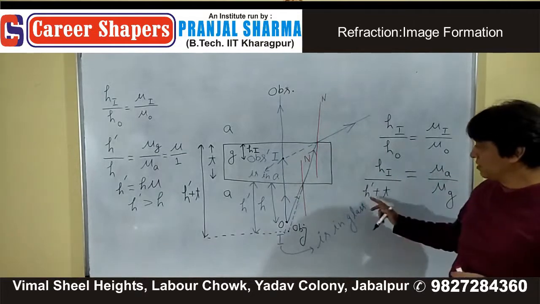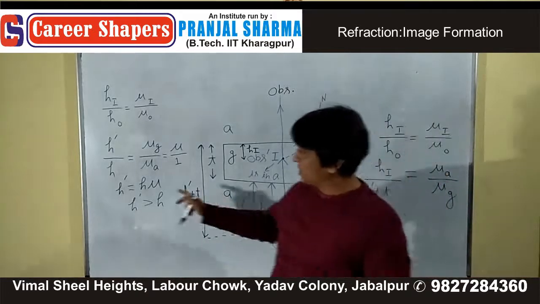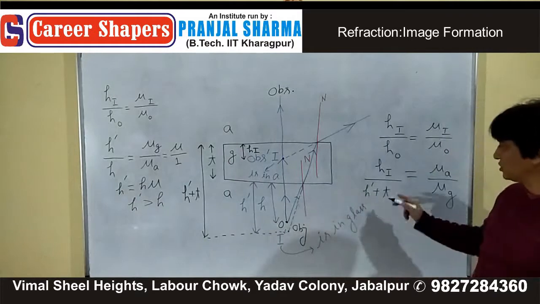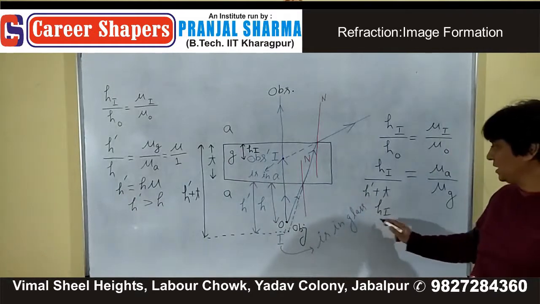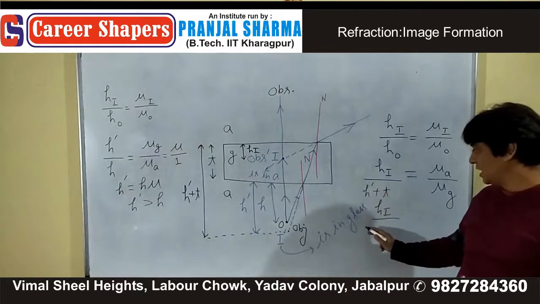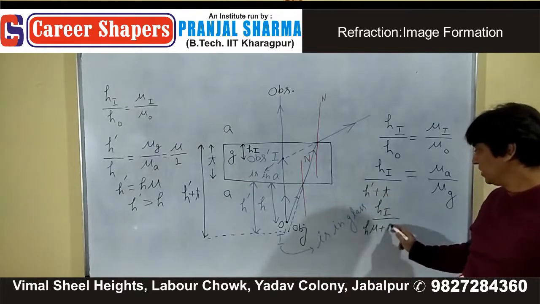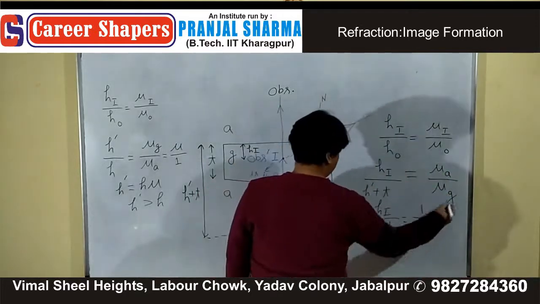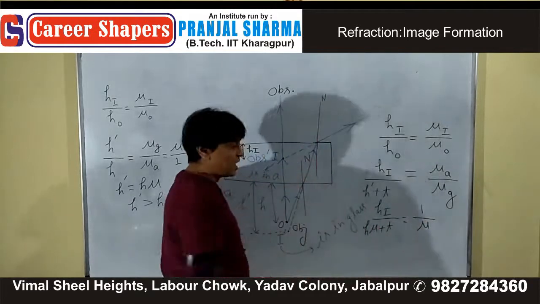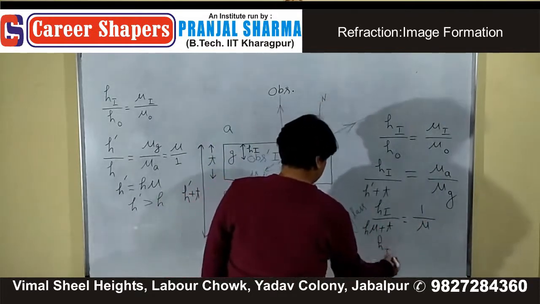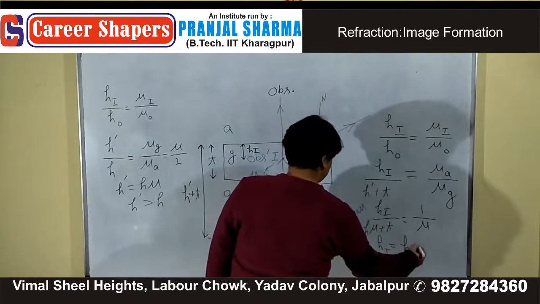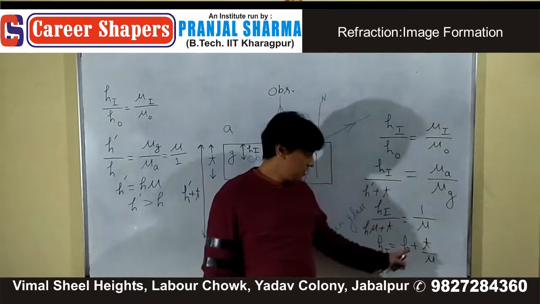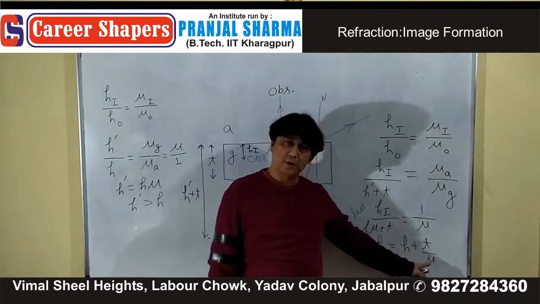Now we have already found the value of H dash. H dash for us is H multiplied by mu. Let's put this value of H dash in this equation, and you get Hi divided by H multiplied by mu plus T, and on the right hand side mu air is 1 and mu glass is mu. That gives us Hi as H plus T divided by mu. Cross multiply, mu and mu cancel, and you get H plus T upon mu.